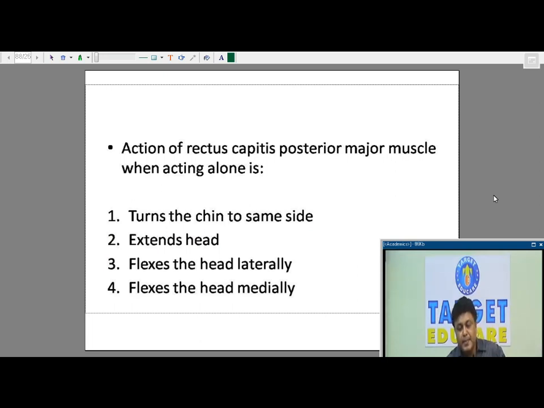Coming to one more muscle, action of rectus capitis posterior major muscle. When it acts alone, what does it do? Turns the chin to the same side, extends the head, flexes the head laterally, or flexes the head medially.